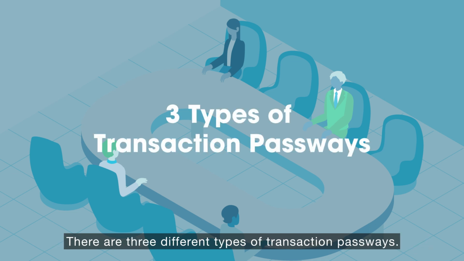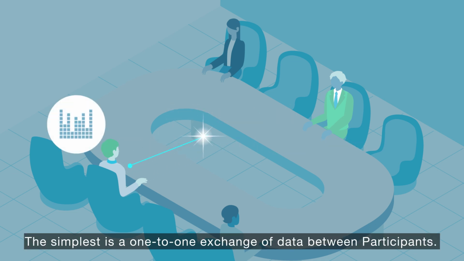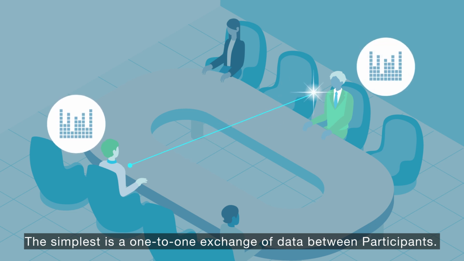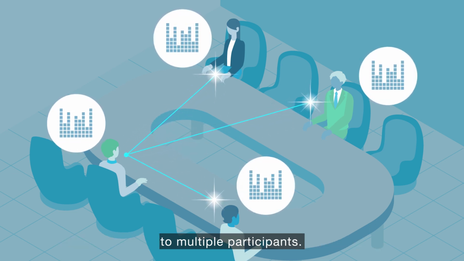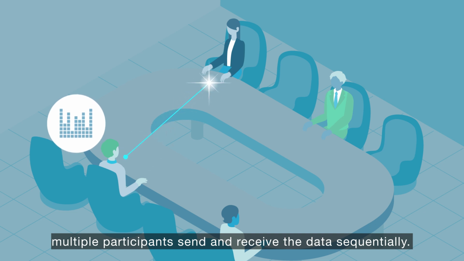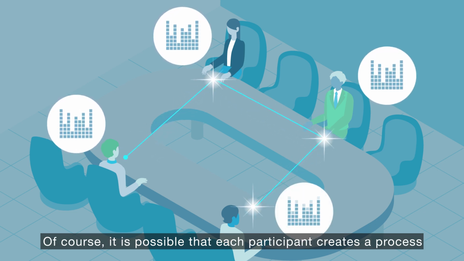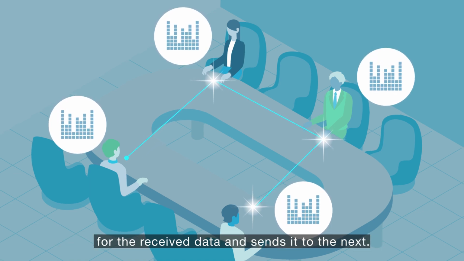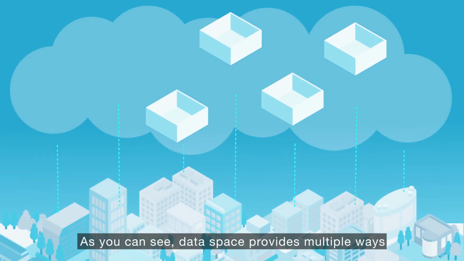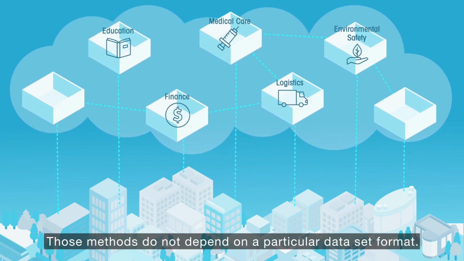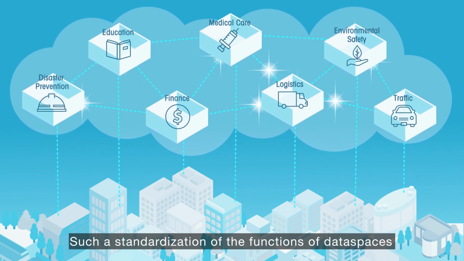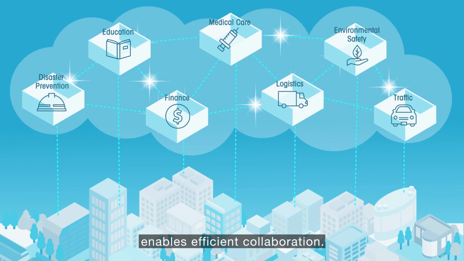There are 3 different types of transaction pathways: The simplest is a one-to-one exchange of data between participants. The other way is the participant distributes the same data to multiple participants. The last one is multiple participants send and receive the data sequentially. Of course, it is possible that each participant creates a process for the received data and sends it to the next. As you can see, data space provides multiple ways to make transactions with security and trustworthiness. Those methods do not depend on a particular dataset format. Such a standardization of the functions of data spaces enables efficient collaboration.